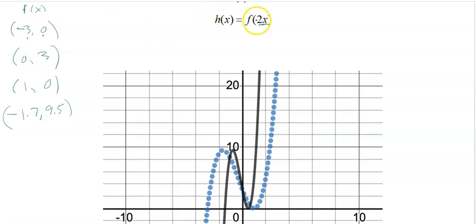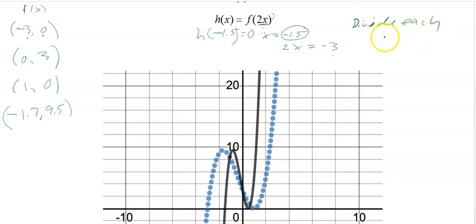Well, now, if I want to have the same y value as I had when x was negative 3, x would have to be negative 1.5, so 2x would be negative 3. So if f of negative 3 is 0, when x is negative 1.5, 2x is negative 3, so here when x is negative 1.5, I'm going to get the same value for the function that I got when x was negative 3. I take each x-coordinate of f of x and divide it by 2.